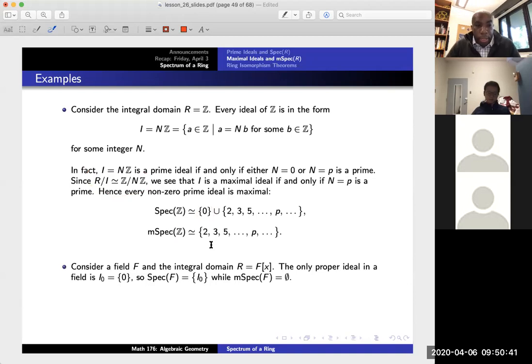As another example, let's consider a field F, and then let's take this integral domain R, which is the polynomial ring over F. Remember that every field is an integral domain, and if you're given an integral domain, then the polynomial ring is also an integral domain. In fact, if you're working with a field, the only proper ideal in a field is the 0 ideal. So this is the only proper ideal.